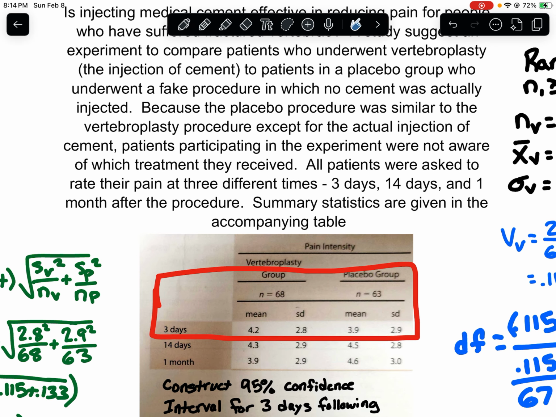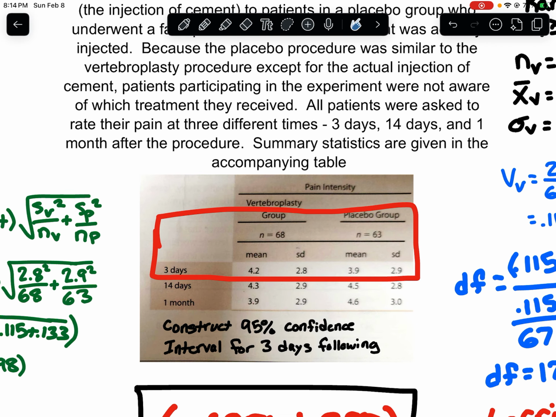And they give us a summary of statistics here. They give us sample size for each group. They give us mean and standard deviation for each group after the 3 day, 14 days, 1 month time frame. And what we are going to try to do is construct a 95% confidence interval for 3 days following the procedure. Okay, so that's why I have that top part boxed in. This stuff down here isn't going to matter because we're just worrying about 3 days following the procedure. And that was just the duration I picked. We could have done 14 days, we could have done 1 month, and we just would have used those data values instead.